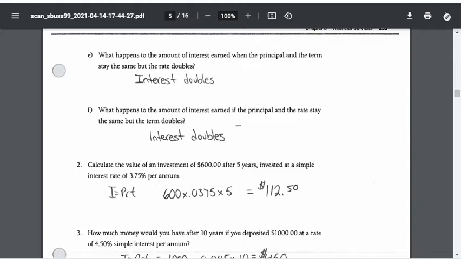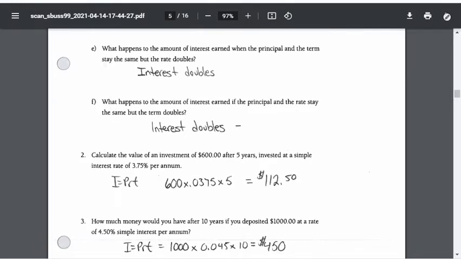Same thing, what happens to the amount of interest earned if the principal and the rate stay the same, but the term, so instead of 1 year, it's 2 years? Well, it's going to double as well, because instead of just collecting that interest once, you're going to collect it twice. Okay. Typical questions you're going to get.